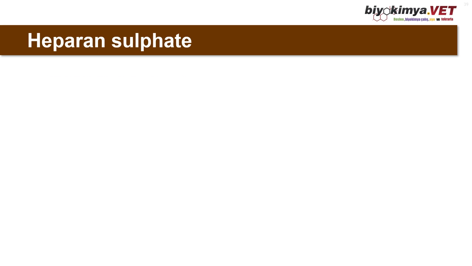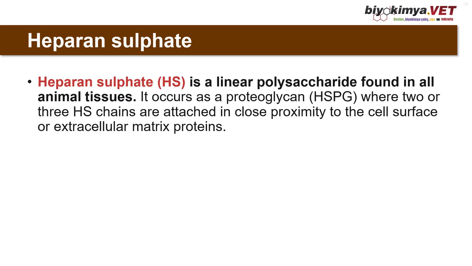Heparan sulfate. Heparan sulfate is a linear polysaccharide found in all animal tissues. It occurs as a proteoglycan where two or three heparan sulfate chains are attached in close proximity to cell surface or extracellular matrix proteins. And it is named after the Greek hepar, meaning liver, due to its initial isolation from the liver of dogs. It is synthesized by all animal cells, first identified or isolated in liver cells, heparin.